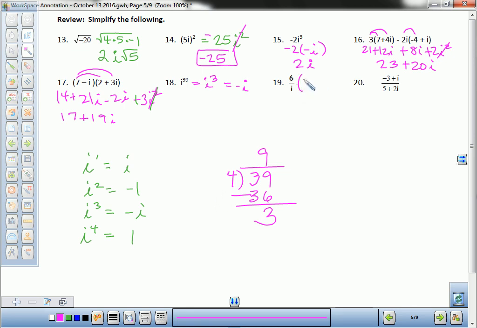All right, we multiply by the conjugate. So you get negative 6i over negative i squared. But i squared is really negative 1. So a negative negative makes a positive. And your answer is just negative 6i. And then we multiply by the conjugate here.